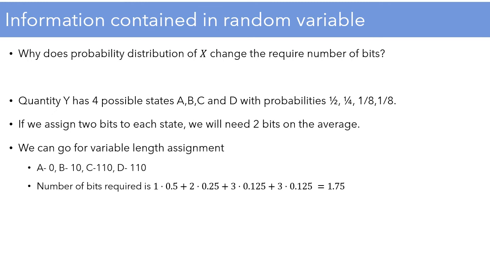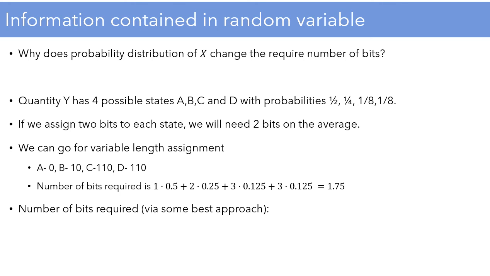The number of bits required here is the average number of bits, so you have to multiply by probability: 1 into half plus 2 into 1 by 4 plus 3 into 1 by 8 plus 3 into 1 by 8, which is 1.75. So the average information in y, or the average number of bits required for y, is 1.75, which is less than 2. So of course it has a little bit less information than if all states were equally probable, in which case we would need 2 bits.